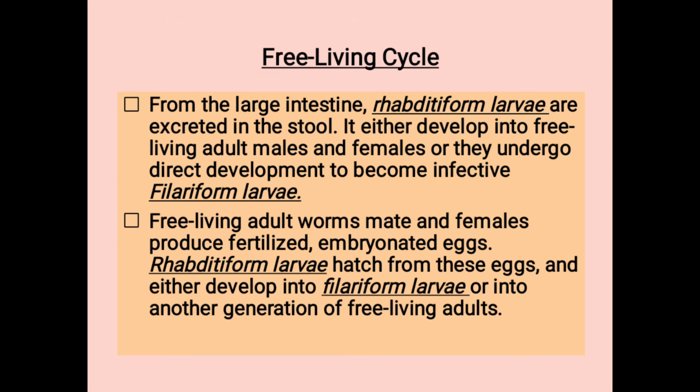So its free-living cycle starts from the large intestine. Rhabditiform larvae are excreted in the stool. They either develop into free-living adults, males and females, or they undergo direct development to become infective filariform larvae. And then free-living adult worms mate and females produce fertilized embryonated eggs. Rhabditiform larvae hatch from these eggs and either develop into filariform larvae or into another generation of free-living adults.